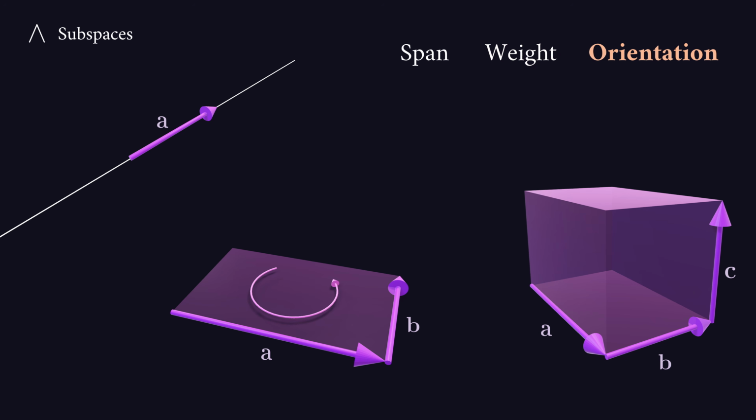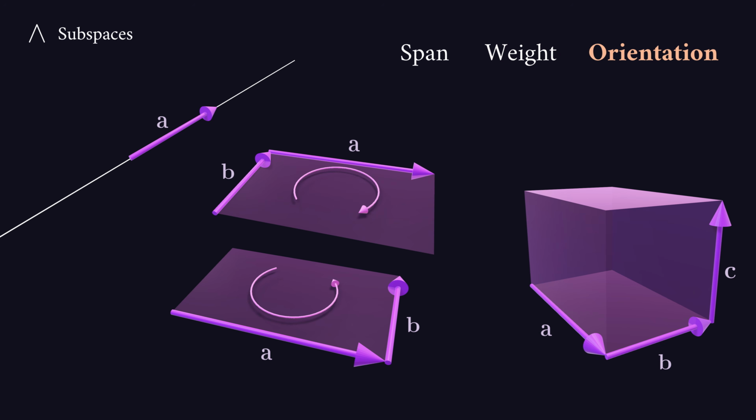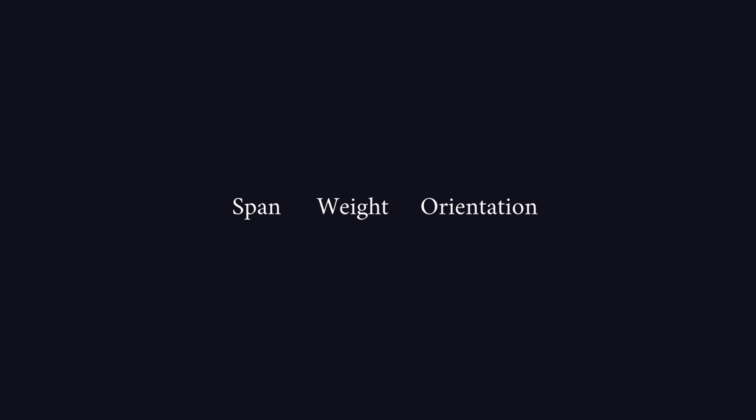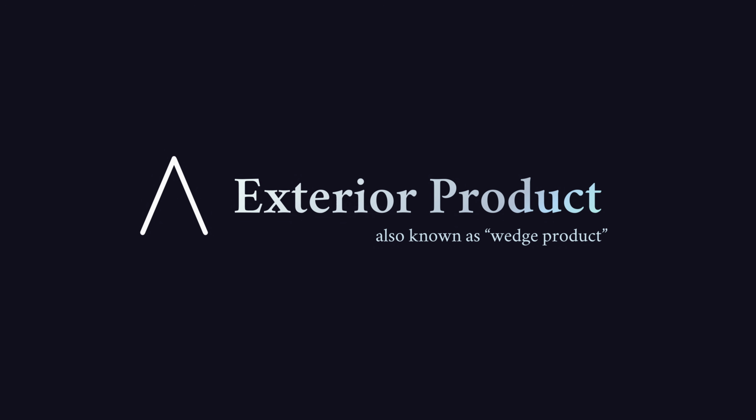And then they also have an orientation. For example, for the plane, if we now draw the plane where we first start with the B vector and then the A vector, then we would say that it has opposite direction, like the area element is flipped. For the volume, you know the right-hand rule in physics, so this is the handedness. And for the line, well, it's the direction in which this vector A points on the line. Now, the really cool thing is that we can actually combine all of these properties into one product, the exterior product, also known as wedge product.